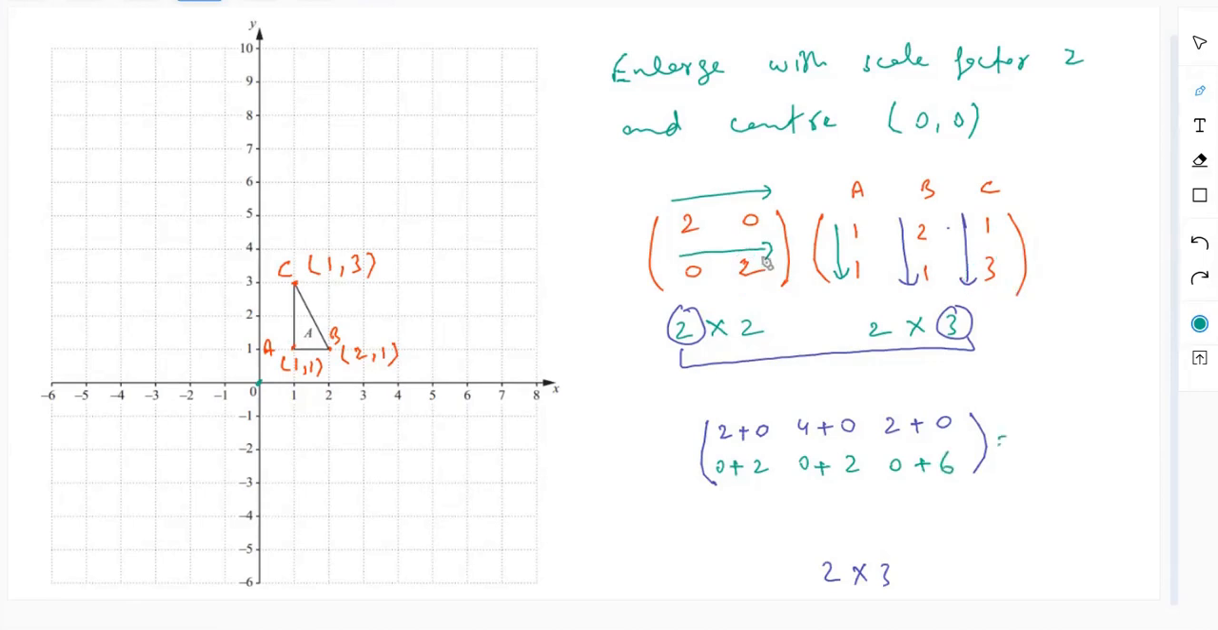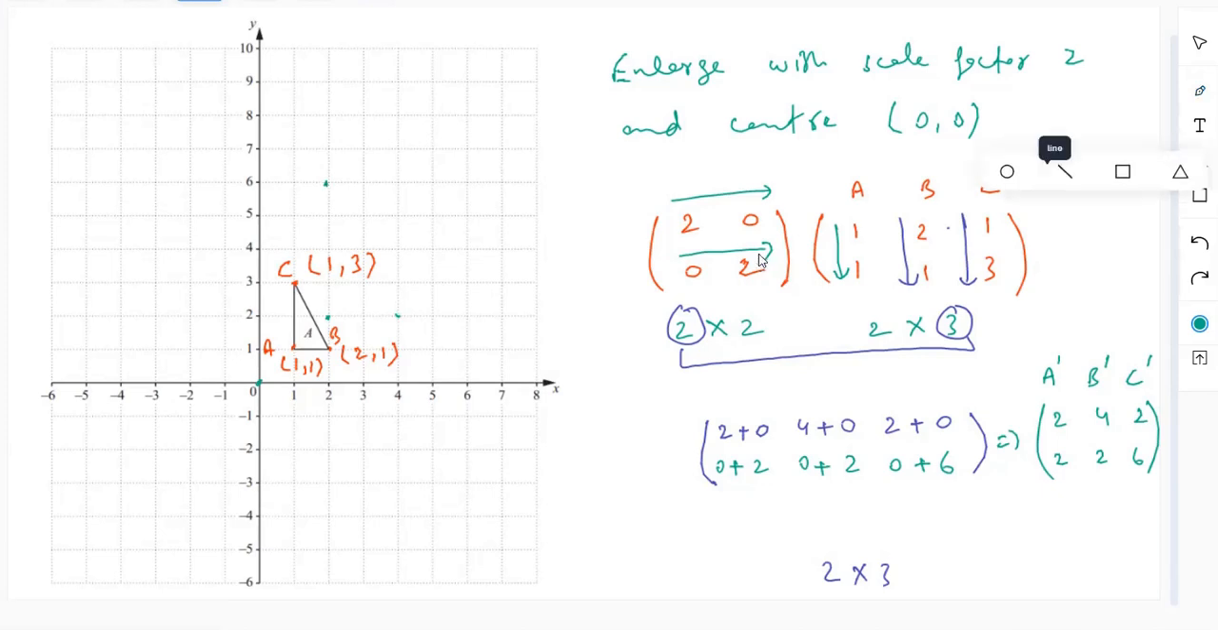And that gives us the final result. That's going to look like this: 2, 2, 4, 2, 2, and 6. And that's your enlarged matrix. This is A dash, this is B dash, this is C dash. You can go and draw that figure there. 2, 2, 4, 2. So this point is here. 2, 2, 4, 2, and then 2, 6.